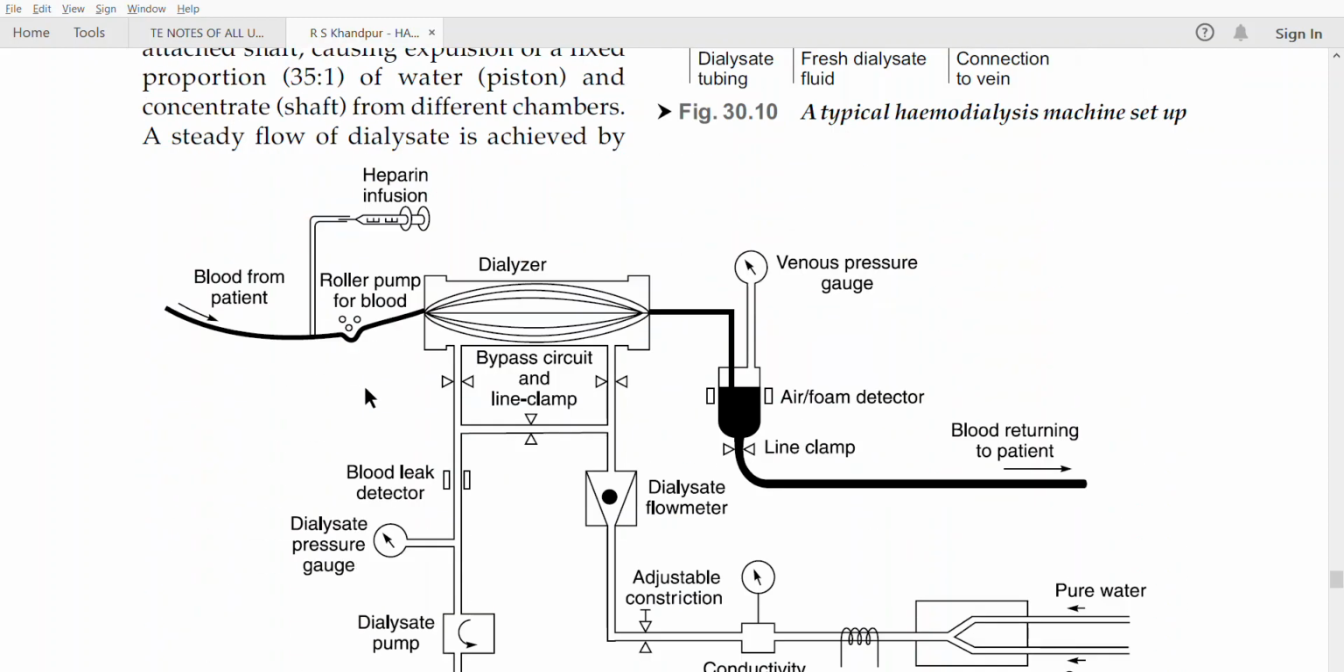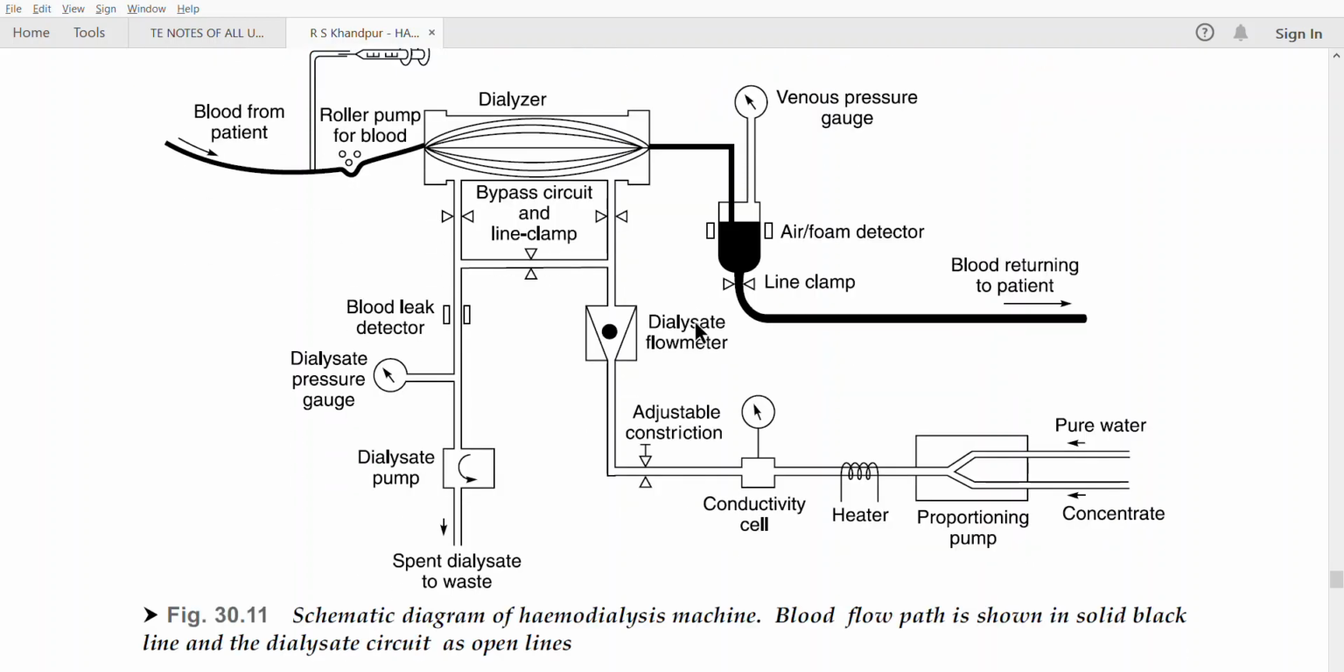Okay, so blood from the patient is given heparin, the anticoagulant, so it doesn't clot, and it goes to the dialyzer, where there is a membrane separating the dialysate and the blood. Once ultrafiltration happens, the blood is removed and goes back to the patient, with the venous blood pressure being measured.